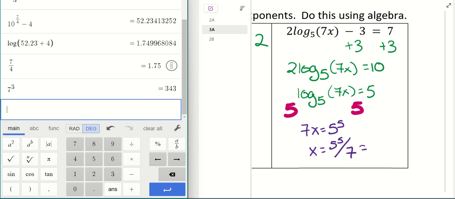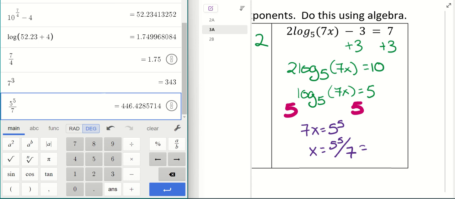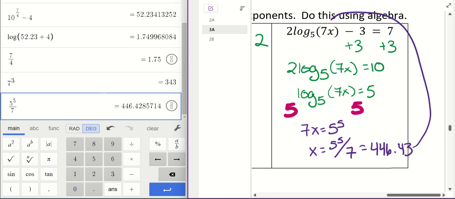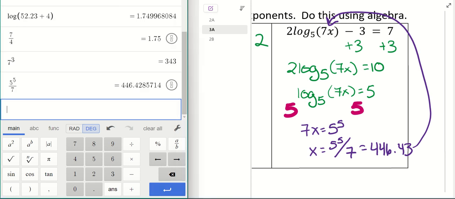So let's go over here, 5 to the 5th power, and that whole thing is over 7. We end up with 446.43. Now remember to substitute that into your original. Is it going to be perfect? No, because you rounded. But we expect to get pretty close to 7.